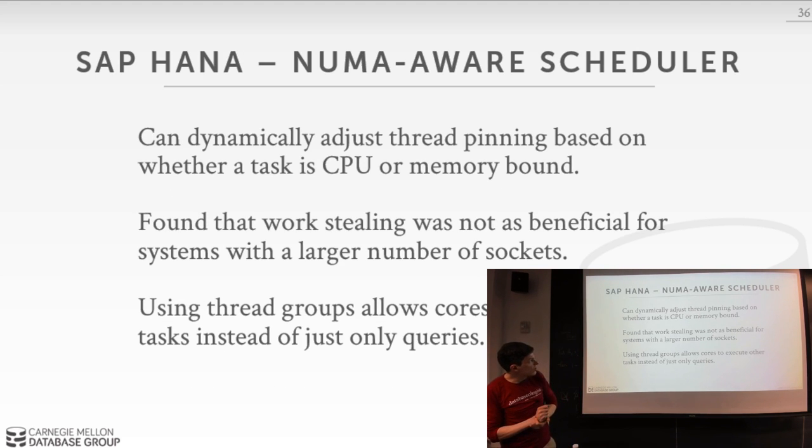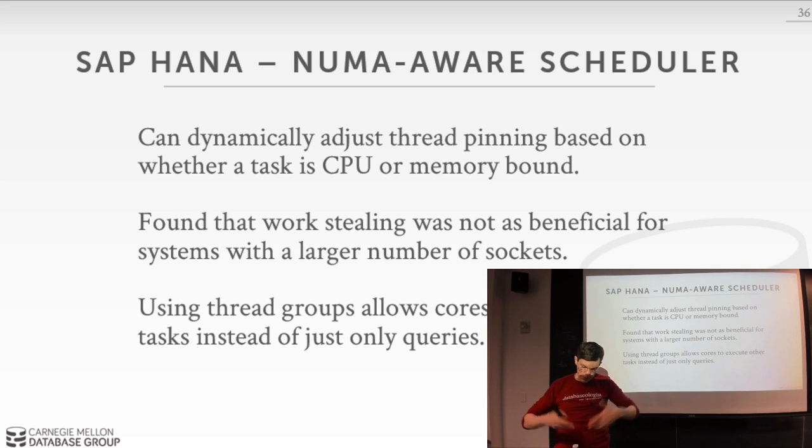So with their NUMA-aware scheduler, they're going to adjust the number of threads and pin them based on whether they recognize that a task is going to be CPU bound or memory bound. Some tasks don't actually have to read any data, like if you're crunching some computation in a UDF, so maybe you want to let that run on any CPU. But if you're reading data from tables that are placed in different NUMA regions, then maybe you want to be memory bound, and then you pin your threads to sockets based on that. And they found that the work stealing approach from Hyper was not beneficial when you scale up to the largest number of sockets.